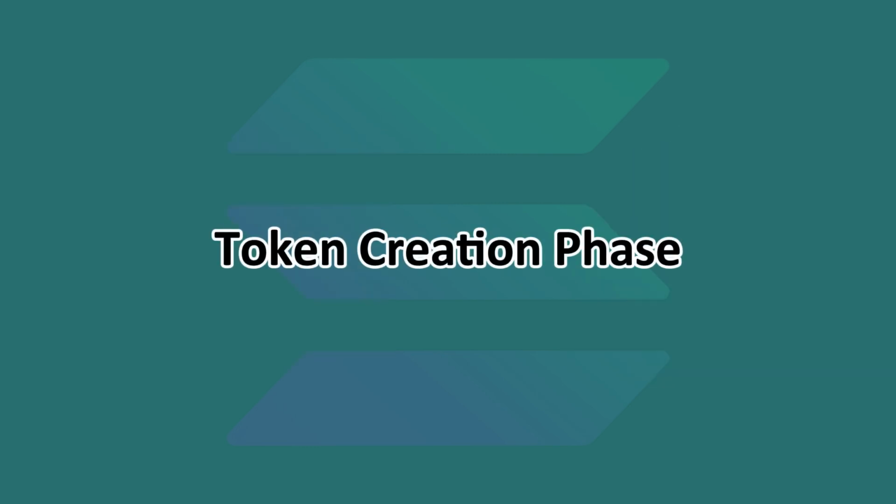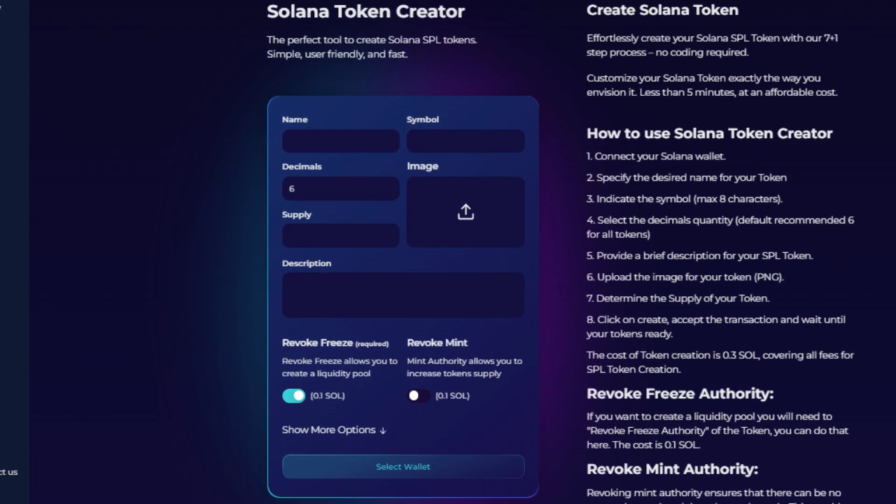Then next, the token creation phase using Orion Tools. There will be the input for the name, symbols, decimals, and supply. Provide those details and add image and description. Of course, this is optional. When this is done, you can confirm and execute a transaction to create the token.